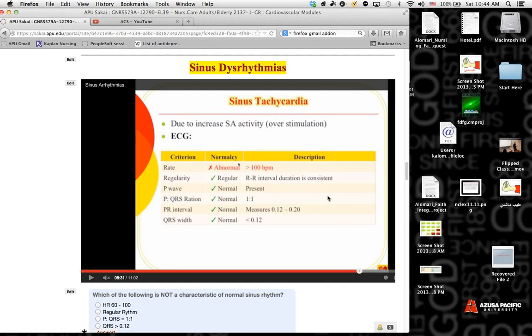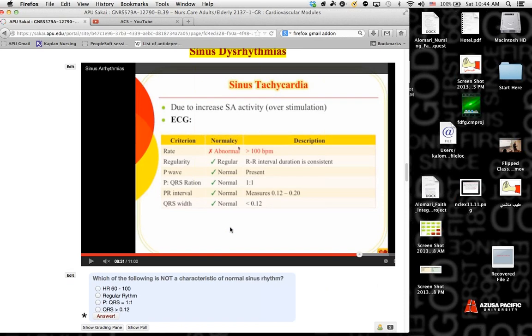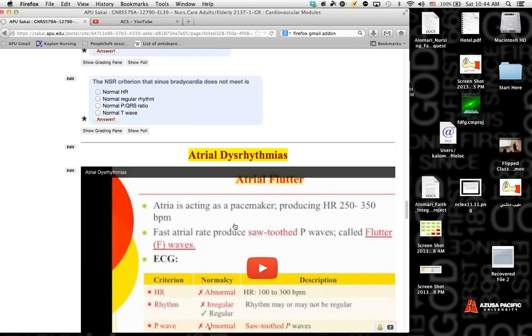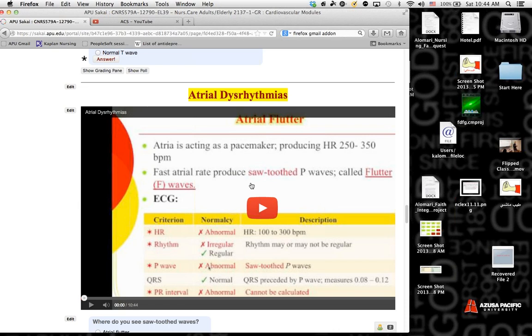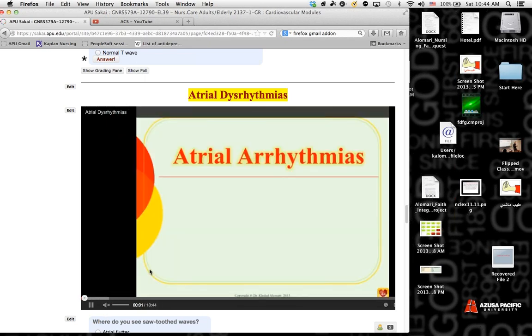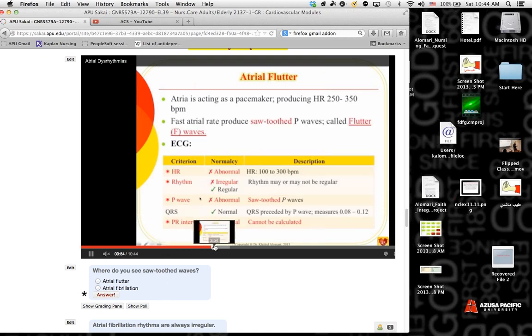So again, if you go back and watch these videos, I go into detail in every one on the criteria that will make it normal, or what kind of deviation will make it abnormal. The atrial dysrhythmias, again, we covered only two types here, the AFib and the A flutter. Since it's atrial, that means there's no P wave because it's not coming from the SA node.